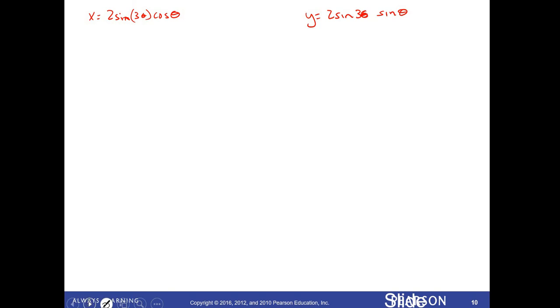Actually, I just saw that. Well, I'm going to keep going. So dx d theta, product rule. The derivative of the first would be 2 times the cos of 3 theta times 3. Derivative of the first times the second plus the first times the derivative of the second.